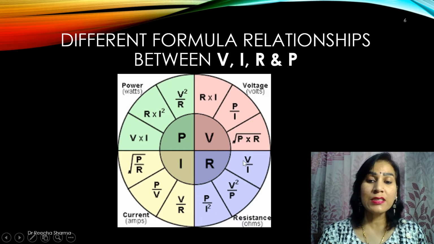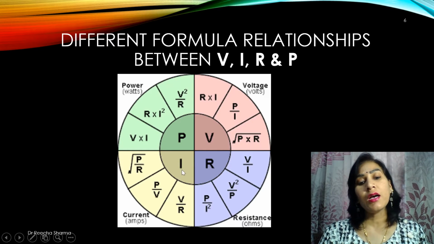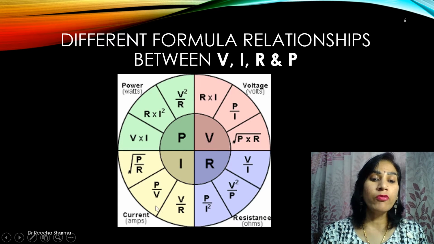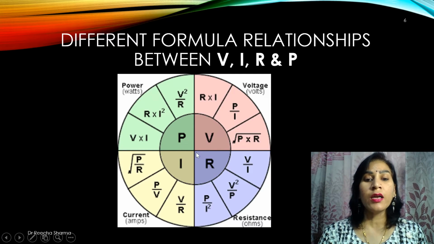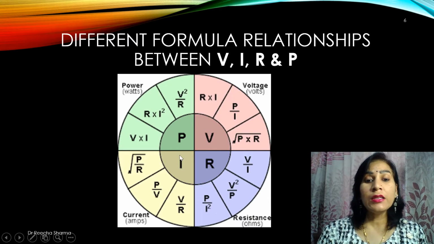For resistance, it is V upon I. It can be V square upon P, it can be P upon I square. Similarly, for current, it is V upon R, P upon V, under root P upon R. So these are the relationships which are used for numericals, for finding the values of voltage, resistance, current and power.